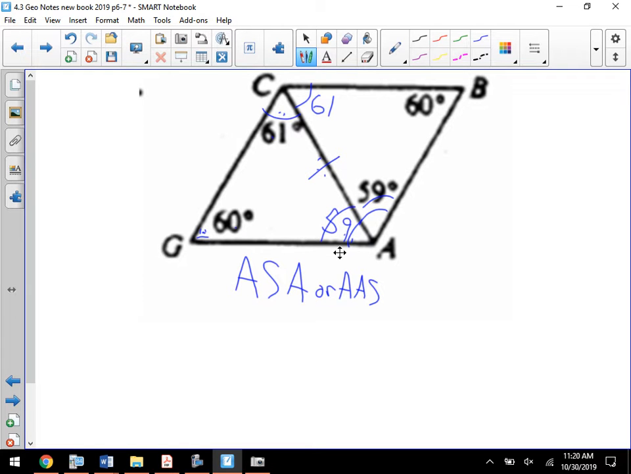So if I go A, G, C, then it would have to match with A, B, C. And it's really easy when you have them with numbers. Okay. So far, so good. Hopefully the letters aren't messing you up.